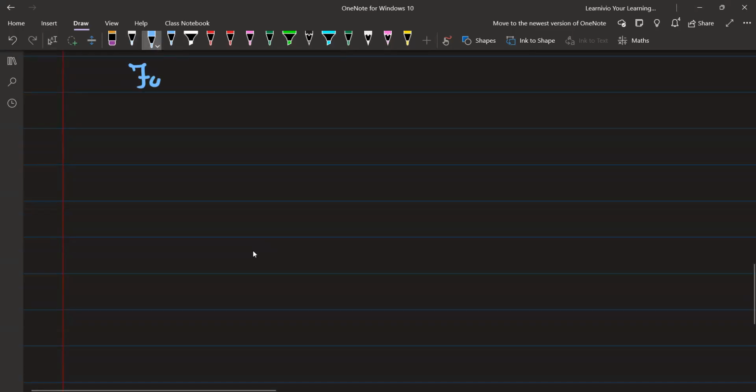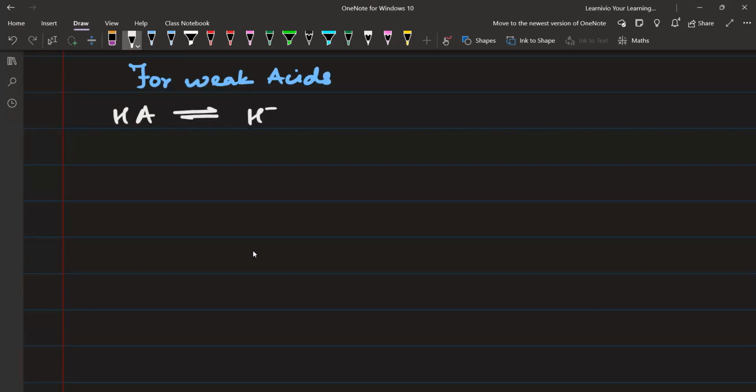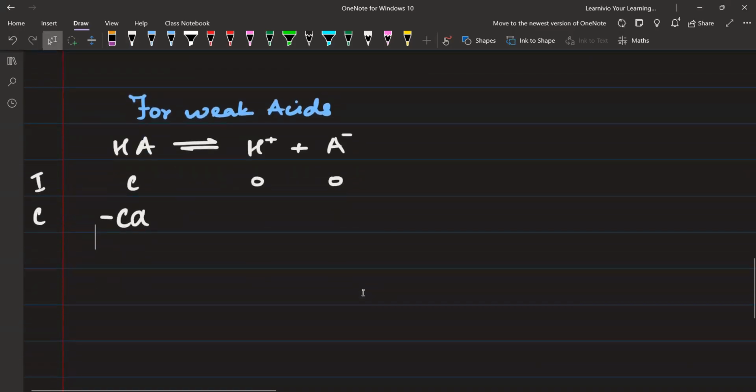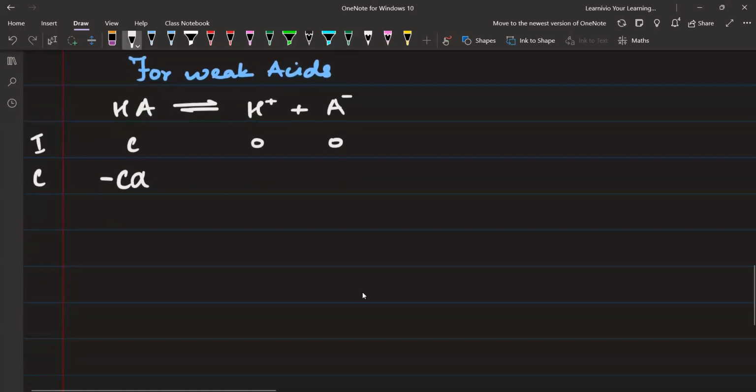Please don't write now, try to understand. For weak acid, we have HA. This will dissociate into H positive and A negative. Initially, we will have C concentration of acid, and there will be 0 H plus and 0 A negative. Now, some of the acid will dissociate. How much will dissociate? C alpha will dissociate, as we said 0.1x. The 0.1 is the alpha, x is the amount of substance we have taken. Does this make sense? Yes, sir.